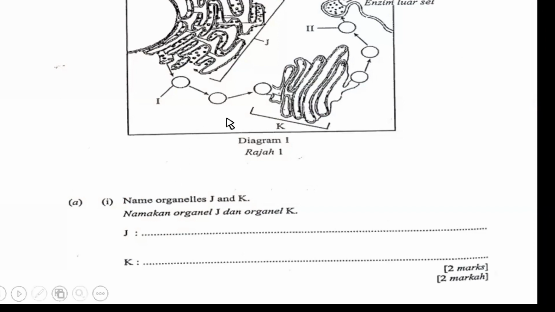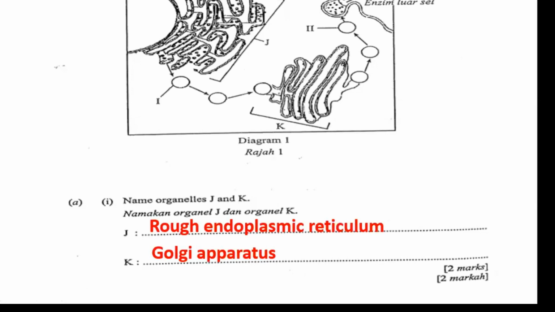Okay, check. What is J? What is J? Rough ER. Make sure write full name. Rough endoplasmic reticulum. Then K. Golgi apparatus. Okay, done. 2 marks. 2 marks. Let's move on. Next.